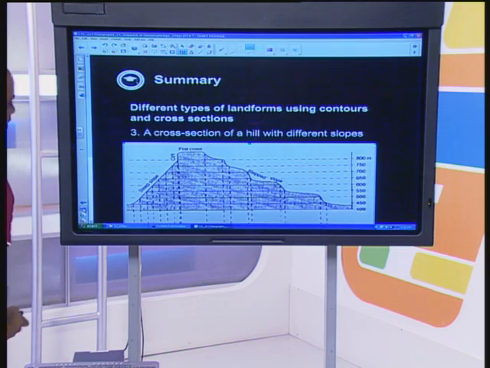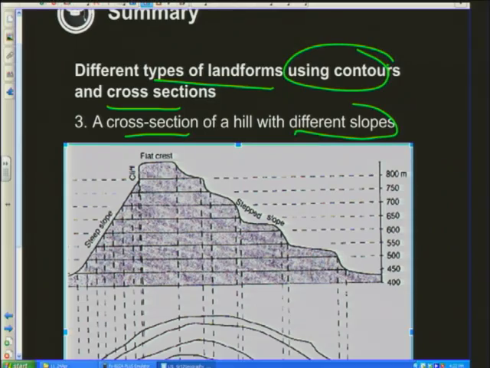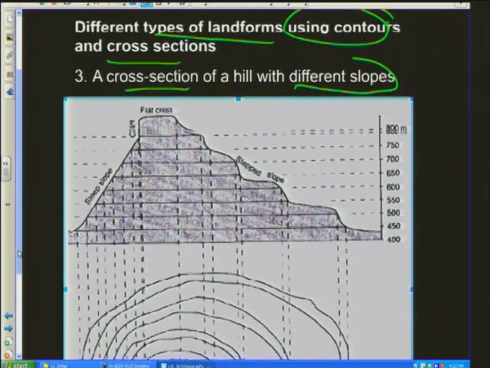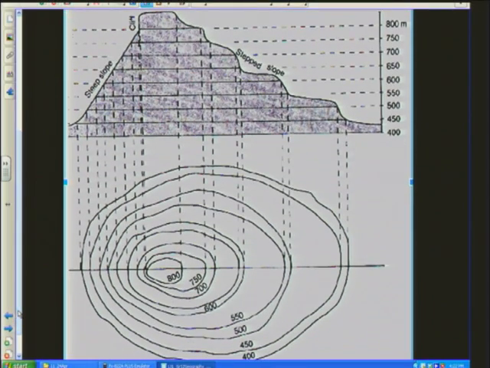Let's go on to another example. Different types of landforms using contours and cross-sections, and again, a cross-section with different slopes. Note the shape of the landscape. That's perfect. The steep slope. Note the distance of the contour lines, all closely packed together. And note the slope is gradually steep.